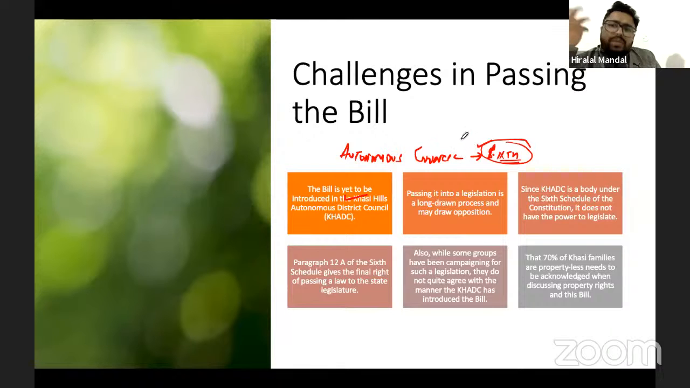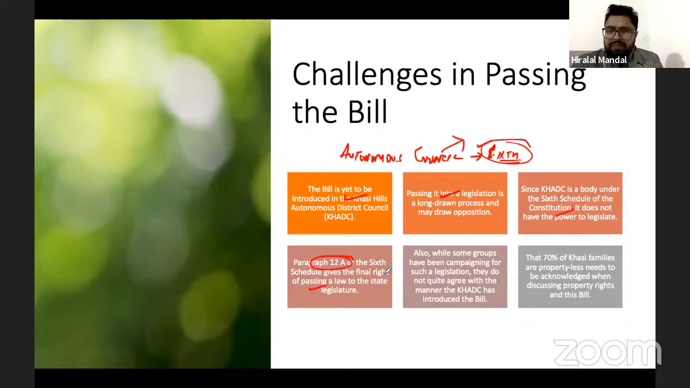These autonomous councils are created in order to give more space to the tribal community in the country. So they have been given more power. But when it comes to passing or legislating a bill, it is not their prerogative. It is the prerogative of the assembly. So the first limitation is that it cannot pass a legislation. The second is, of course, that it is yet to be introduced. Paragraph 12A of the Sixth Schedule gives the final right of passing the law to the state legislature. In those circumstances, it has some limitations.